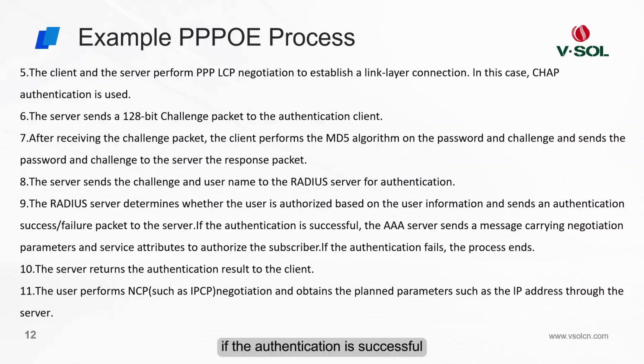If the authentication is successful, the AAA server sends a message carrying negotiation parameters and service attributes to authorize the subscriber. If the authentication fails, the process ends. 10. The server returns the authentication result to the client. 11. The user performs NCP, such as IPCP, negotiation and obtains the planned parameters, such as the IP address, through the server.